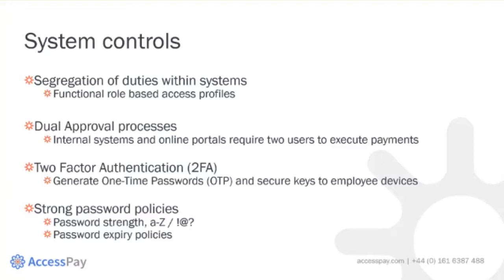Two-factor authentication, so the generation of one-time passwords to a secure device such as a company phone or email account, and secure keys like USB tokens that might be used. And this is really adding authentication in terms of possession as well as knowledge. So it's not just enough to know a login and a password to get into the system, they also need possession of something that will allow them to access it.